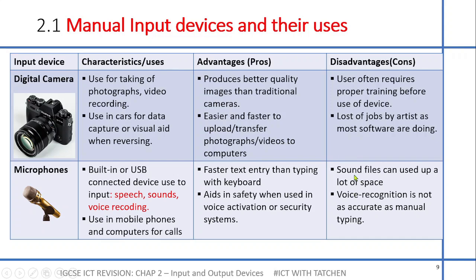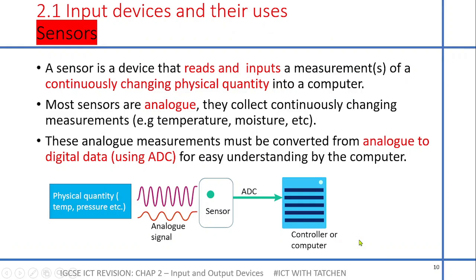Now, disadvantages: sound files can use up a lot of space. Yes, when you record with the microphone, those files can take up a lot of space. And then voice recognition is not as accurate as manual typing. That's true. When you're typing with speech, your pronunciation has to be really good so that whatever you're saying is typed exactly the way it should. So that is also a problem.